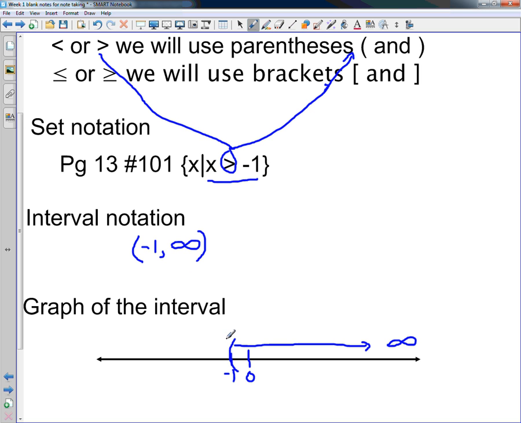And our graph basically looks the same. You have the parentheses at -1, and it's going greater than to the right. So that was a little review of some problems in section 1.1. We're going to also take a look at section 1.2, which gets into working with some fractions.